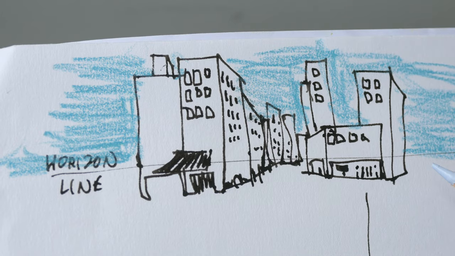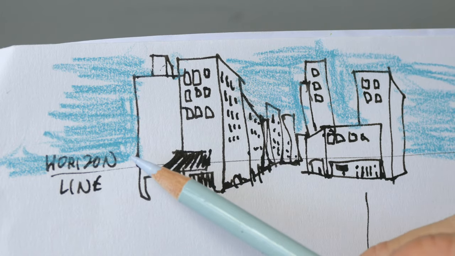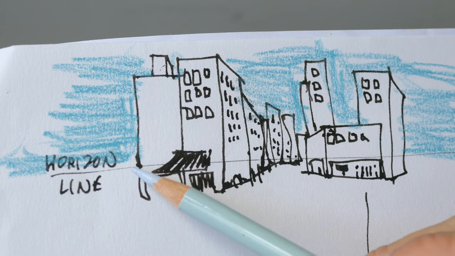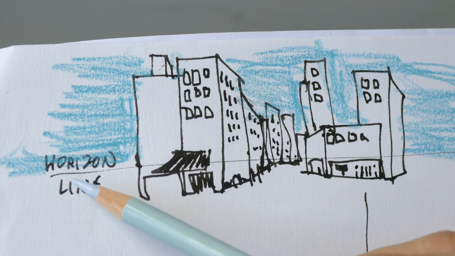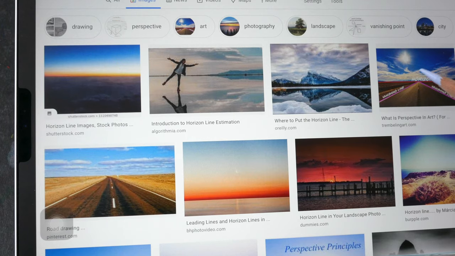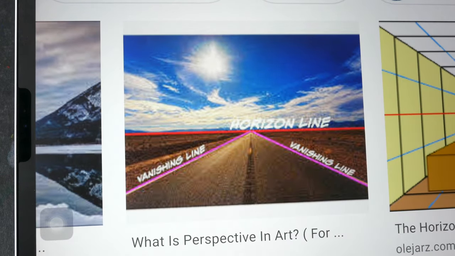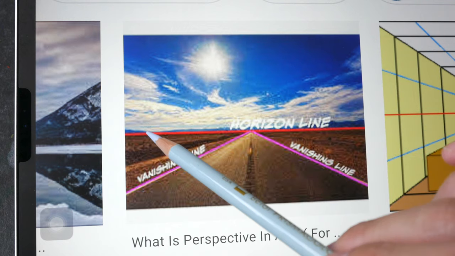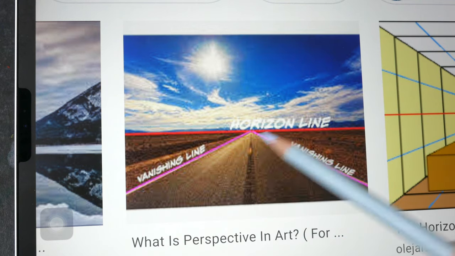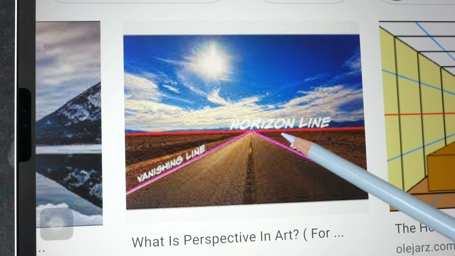So what is horizon line? Horizon line, or the horizon, is basically where the sky meets the ground. If you do a search on Google Images, you can see very obvious examples of the horizon. So take a look at this photo. So this is the sky and it meets the ground at this line. So this is the horizon, or the horizon line.